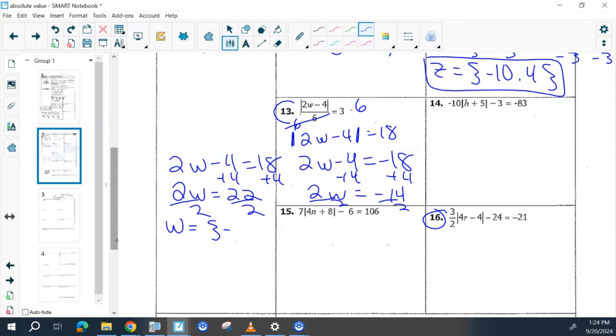In order, negative 7, 11. Wait, why did you write 2w equals negative 6? Because we added 4 here. Other questions there?